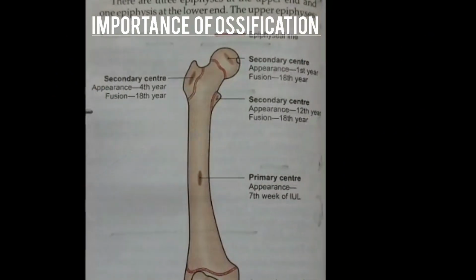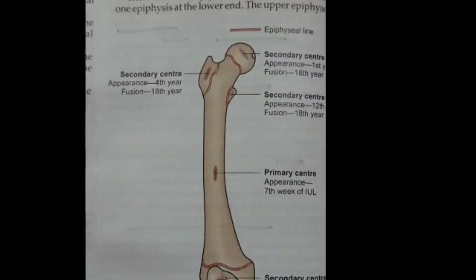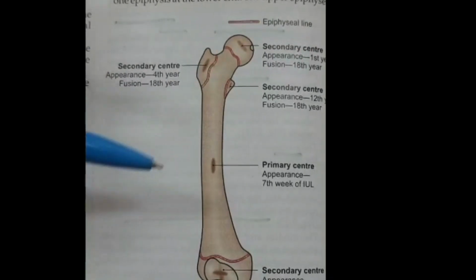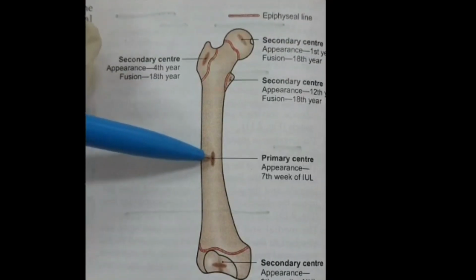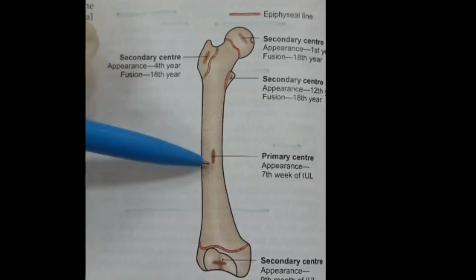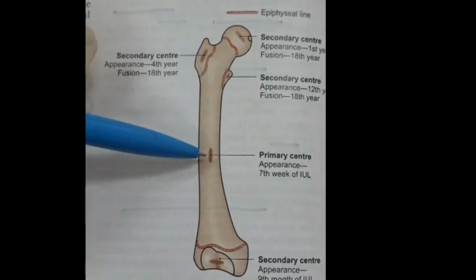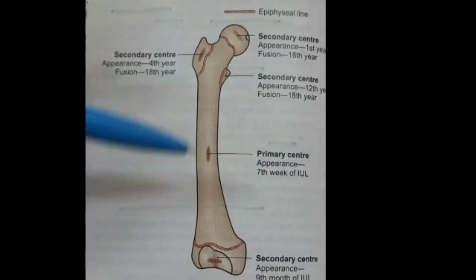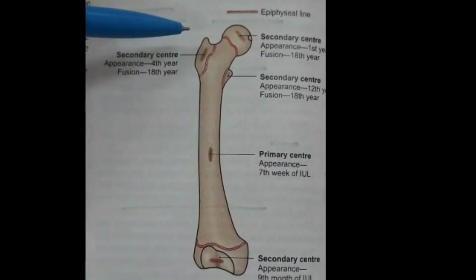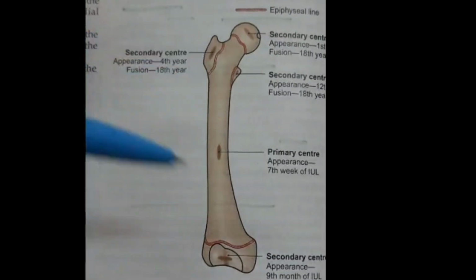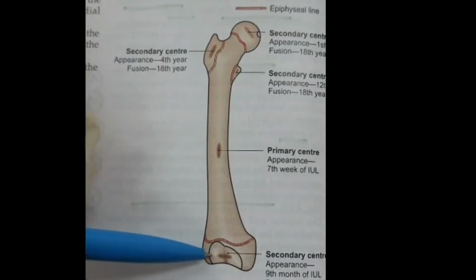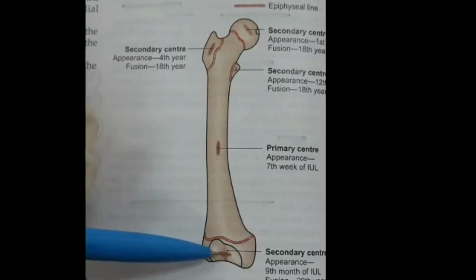Let's see the important points for the ossification of this femur bone. In this figure you can see there will be one primary center for the shaft. It will appear in the 7th week of intrauterine life. The others are the secondary centers, one each for the head, lesser trochanter, greater trochanter, and the lower end, which includes the medial and lateral condyle of the femur.